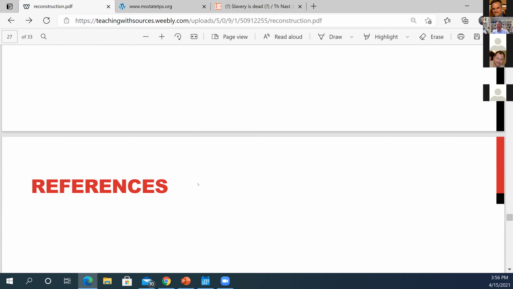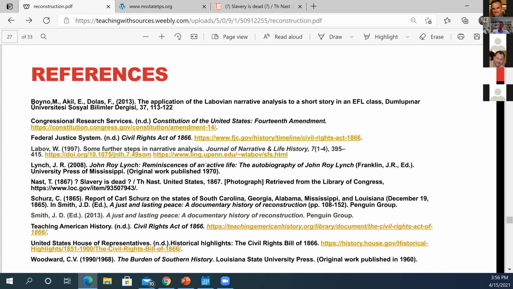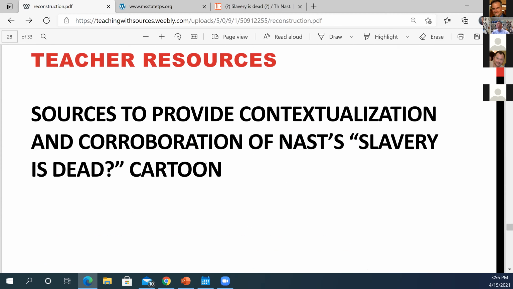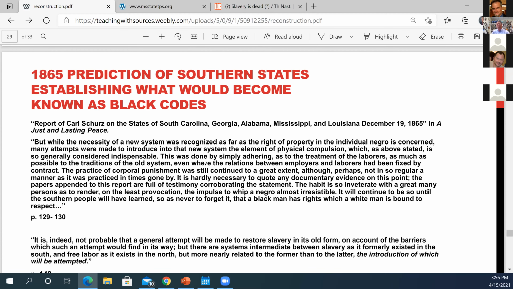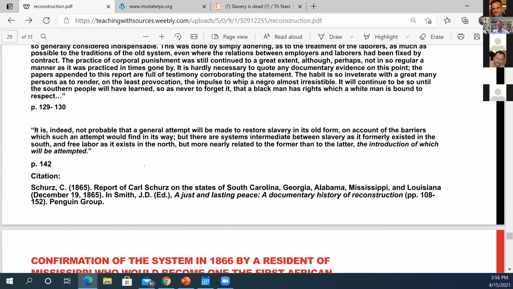I will show you, if you go to the website, thank you Christopher, I've got all the references with links, and below it, I've got teacher resources that provide corroboration and contextualization. So I think it was Mark who said, just rely on one source. We don't have to. And so I have the Carl Schurz quotes there and the citations for you.